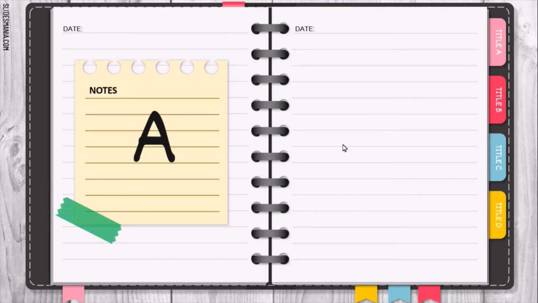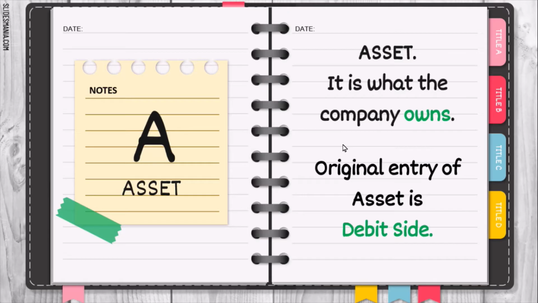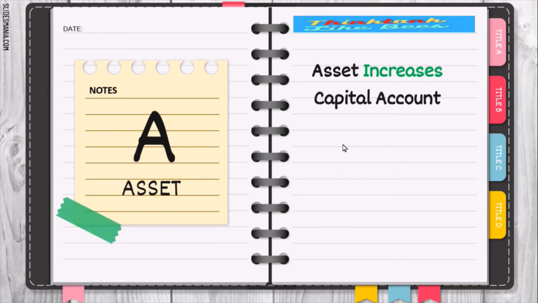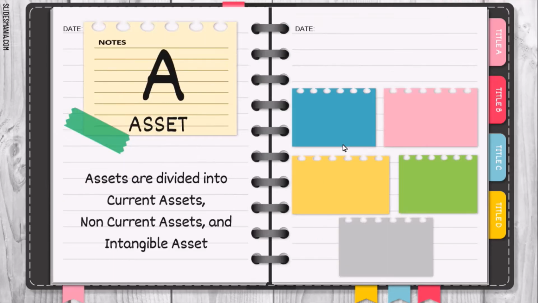So let's start. Number 1 is the A, or the asset. Asset is what the company owns. The original entry of asset is always the debit side. Asset increases the capital account. Asset is a real account and it is part of the balance sheet.